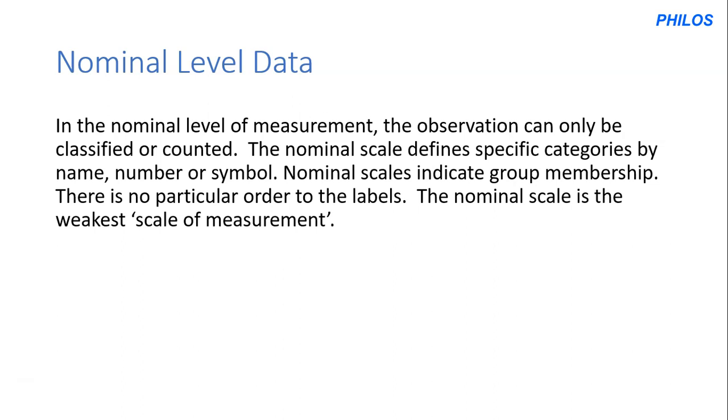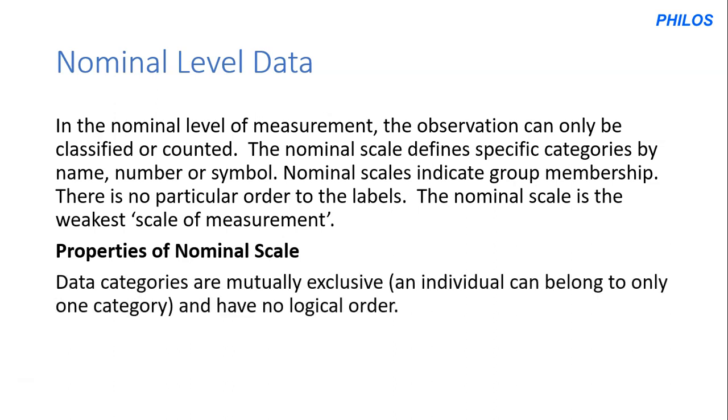The nominal scale defines specific categories by name, number, or symbol. So nominal scales indicate group membership. So there is no particular order to the labels. So the nominal scale is the weakest scale of measurement. So we can be asked which of the following is the weakest scale of measurement? It is the nominal scale. So let's look at the properties of the nominal scale. Data categories are mutually exclusive. So an individual can belong to only one category and have no logical order. So when I ask you of your gender, it's either you are a male or a female.